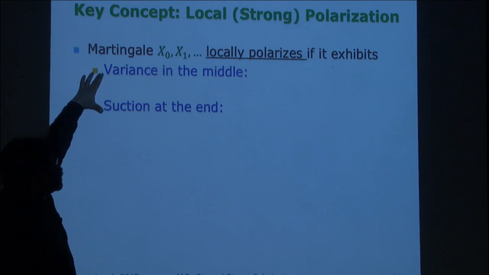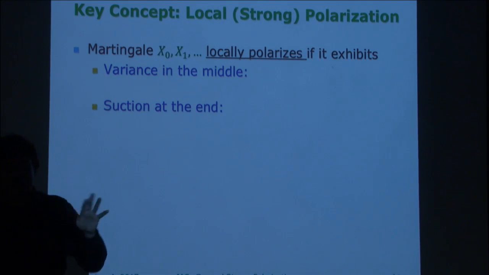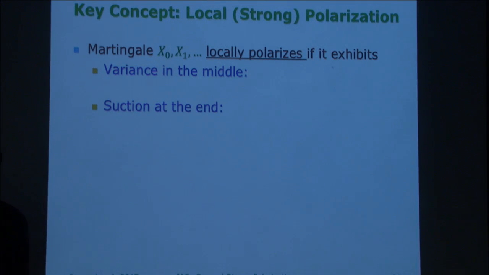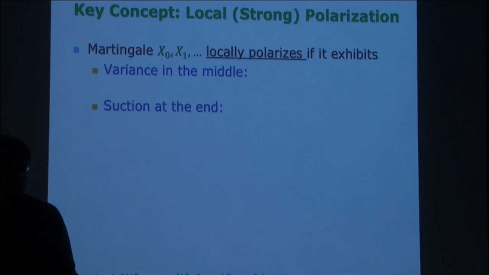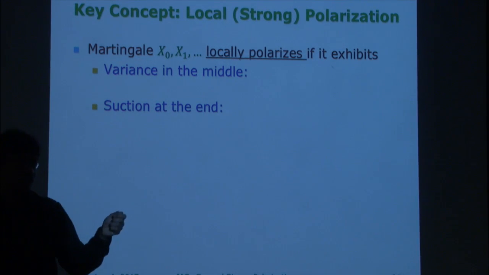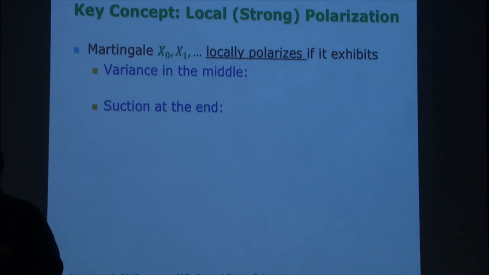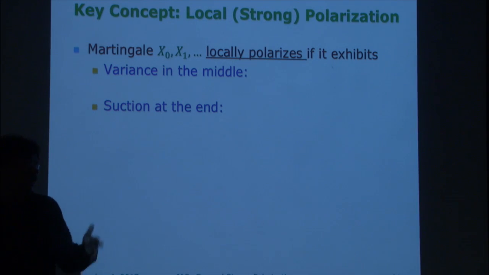Before I talk about what these things are, let me motivate these definitions by giving you a martingale which does not polarize. At time t, let's take x_t to be x_{t-1} plus 2^{-t} with probability 1/2, and minus 2^{-t} with probability 1/2. This is clearly a martingale. With probability 1/2, I'm adding 2^{-t}, with probability 1/2, I'm subtracting 2^{-t}. In expectation it is the same as what it used to be in the past.